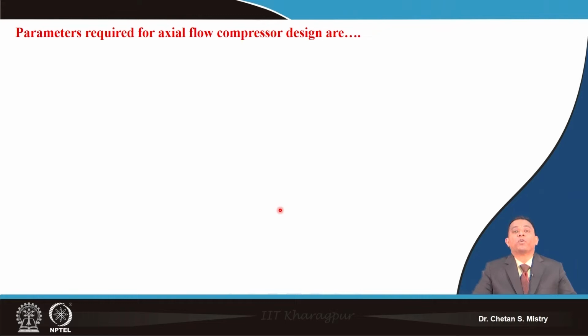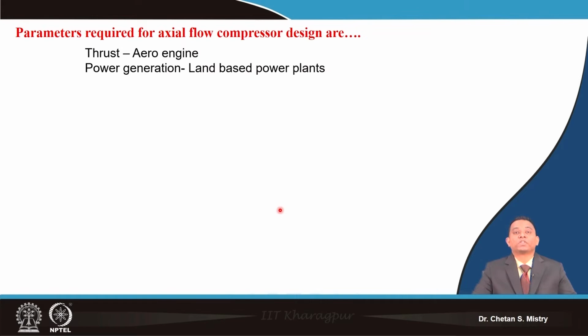Now let's see, suppose we want to design an axial flow compressor. The question will come: what are all the parameters required? The very first question is, what is my application, where do I want to use my axial flow compressor? If I am looking for an aero engine, then the very first parameter that comes into the picture is thrust. If I am looking for power generation, that is for a land based power plant, then power will be one of my important required parameters.